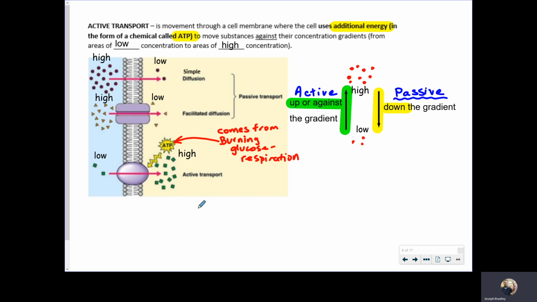We'll talk about why the cell would do this, but I have this little diagram over here just to illustrate what we're talking about. A high concentration is like this. This is a low concentration. Here you're going up a gradient. This is going down a gradient. So up, or against the gradient, is active transport. Down, with the gradient, is passive transport.